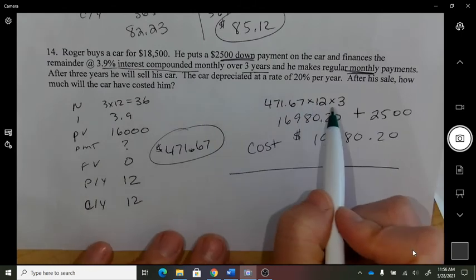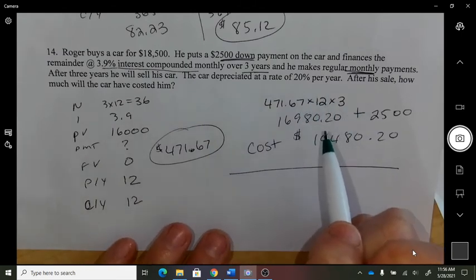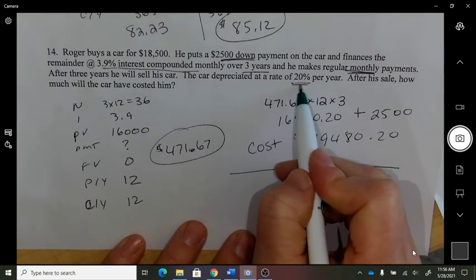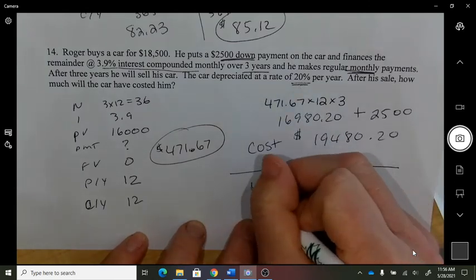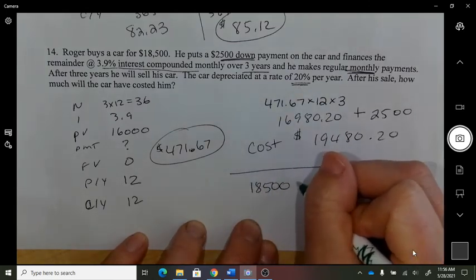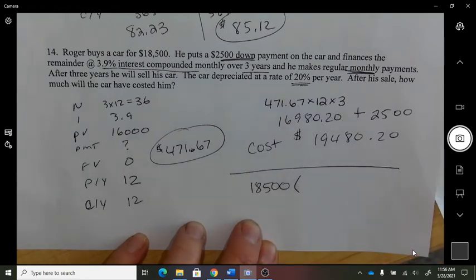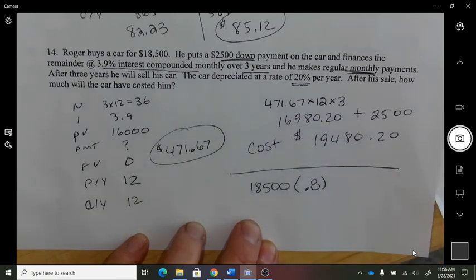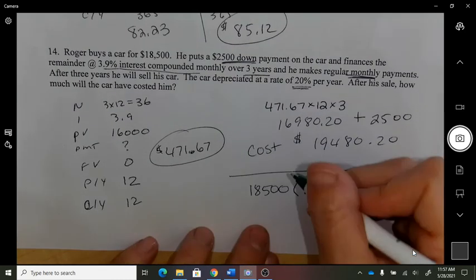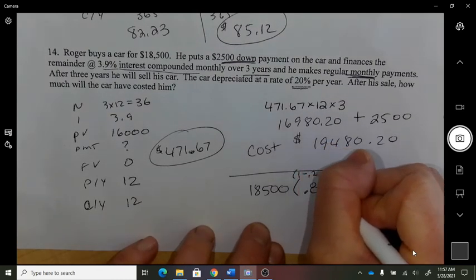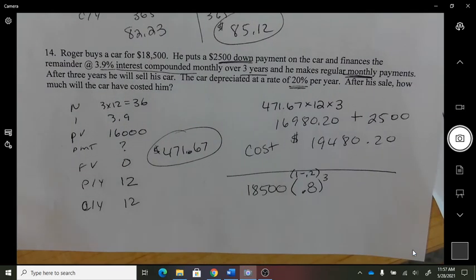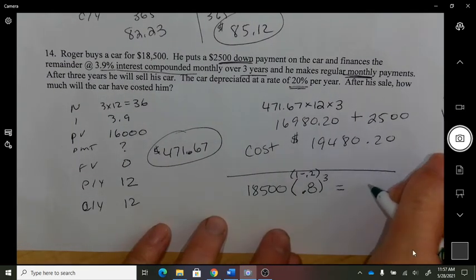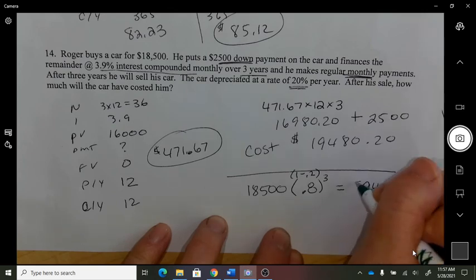Okay, now at the end of this 3 years, we're going to sell our car. It depreciates at a rate of 20%. So 18,500 is what it started with. The next year, it's only going to be worth 80% of its value, and then the next year, it's only 80% of its value, and then 80% of that value. You could also think of this as 1 minus 0.2. So at the end of the 3 years, your car is worth that.